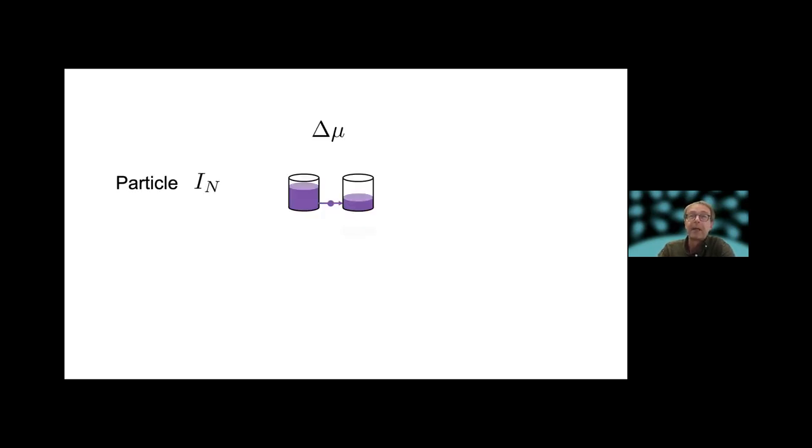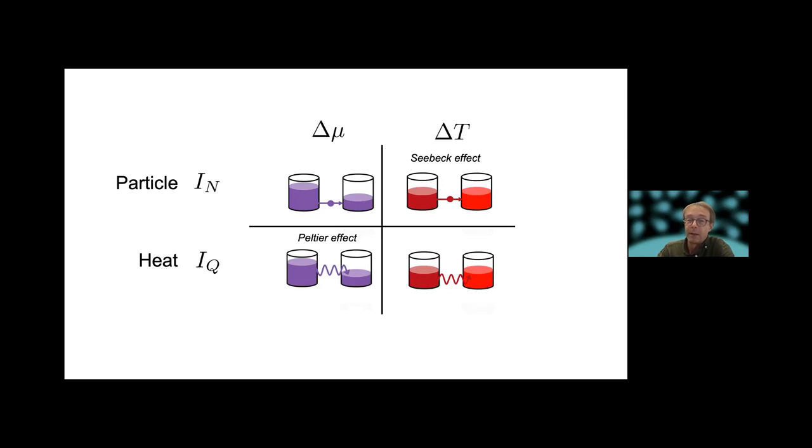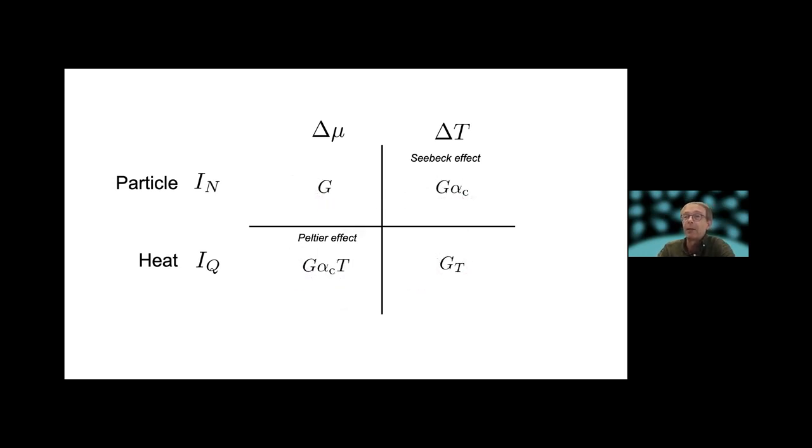Okay, in general, one can see that the particle current is driven by a chemical potential and the heat current by a temperature difference, but of course they are also coupled, and that's the Seebeck effect or the Peltier effect. And in total, one can describe that by 3 constants: the thermal power of the channel, and then the conductance and the thermal conductance.